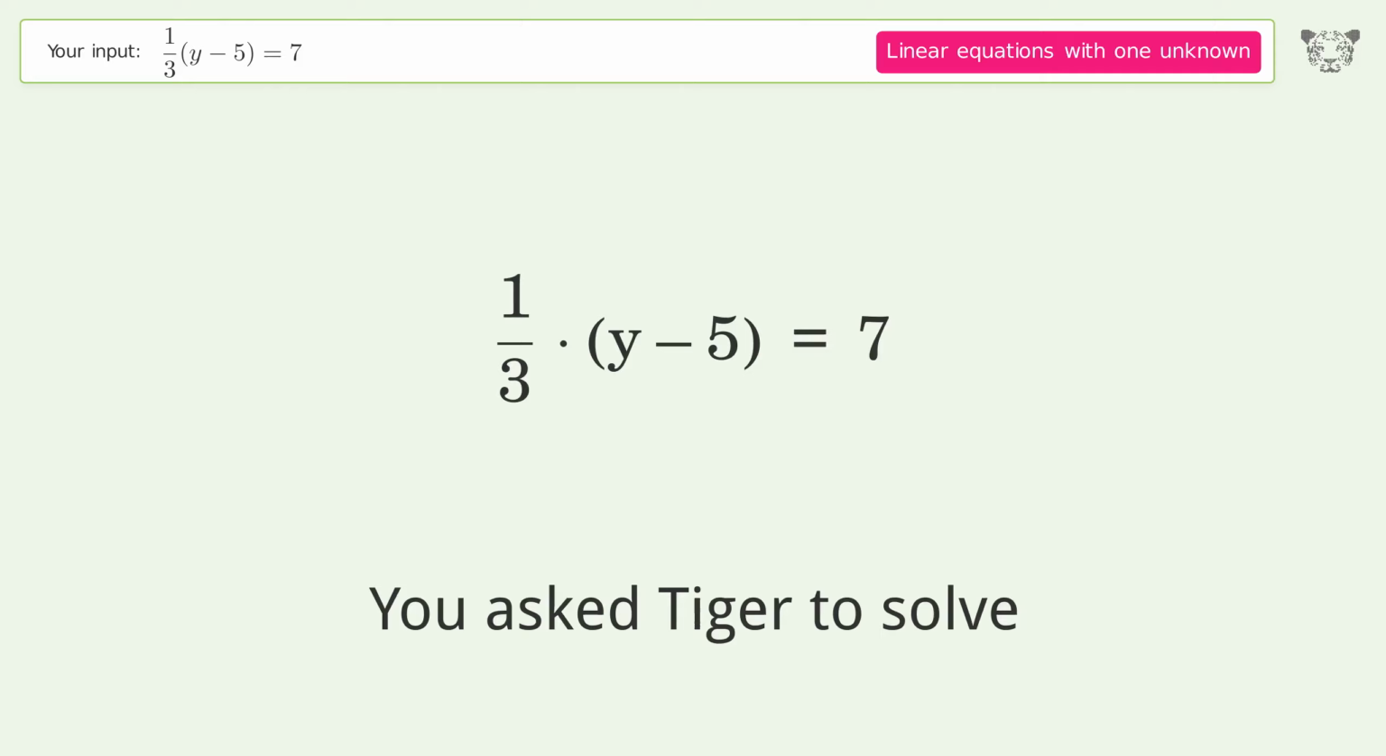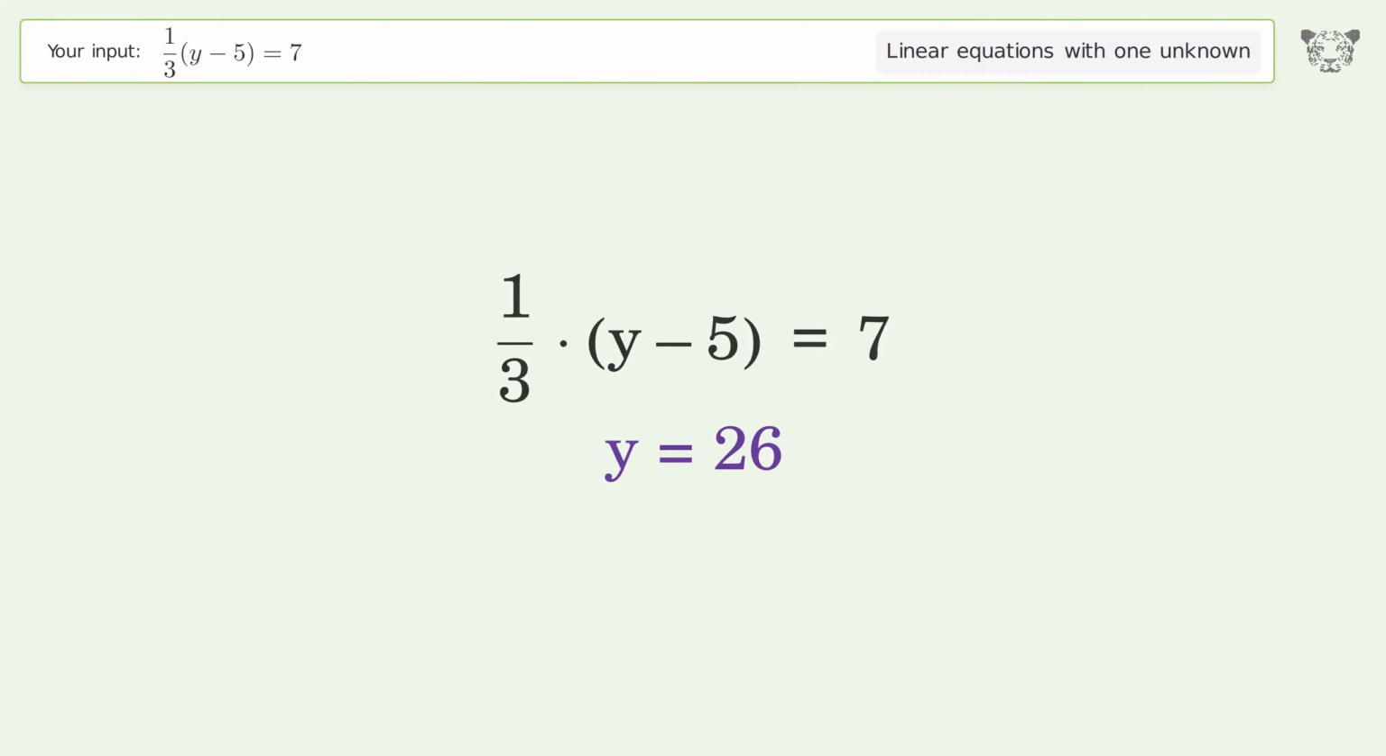You ask Tiger to solve. This deals with linear equations with one unknown. The final result is y equals 26. Let's solve it step by step.